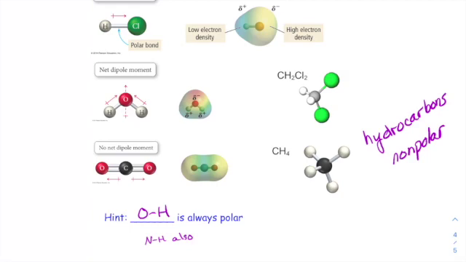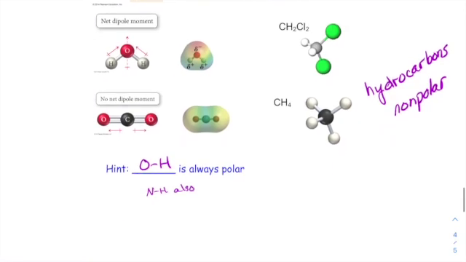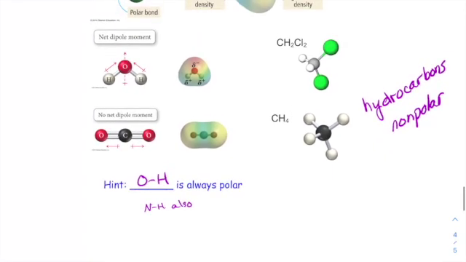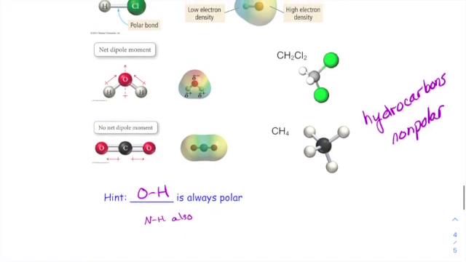Alcohols, carboxylic acids. Because there's a big difference, because oxygen is so small or nitrogen is so small, and those valence electrons are so close to the nucleus, it really pulls those electrons towards that more electronegative atom, meaning the hydrogen is left fairly positive.